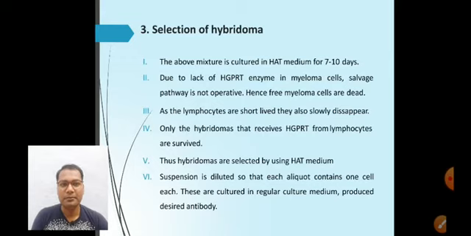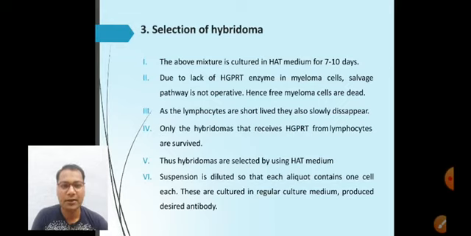The third step is the selection of hybridoma. The above mixture is cultured in HAT medium for 7 to 10 days. Due to lack of HGPRT enzyme in myeloma cells, the salvage pathway is not operative, hence free myeloma cells die. As the lymphocytes are short-lived, they also slowly disappear. Only the hybridomas that receive HGPRT from lymphocytes survive. Thus, hybridomas are selected by using HAT medium.